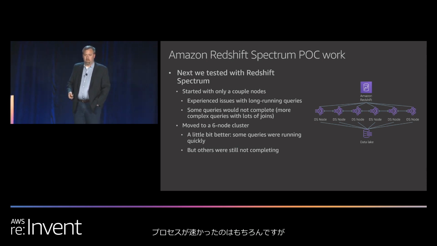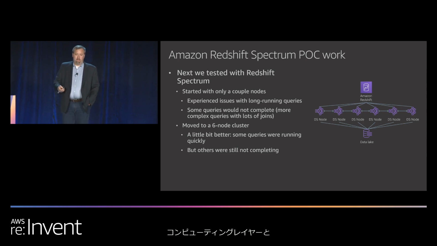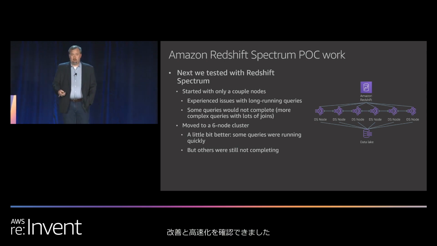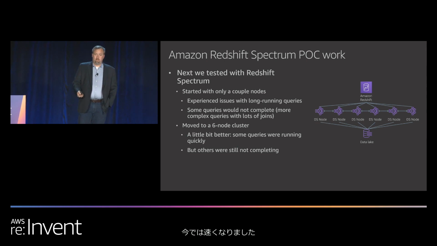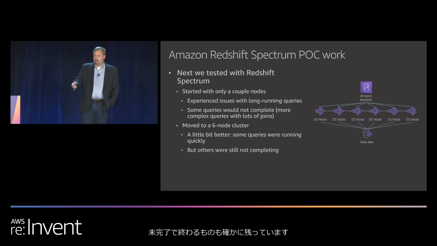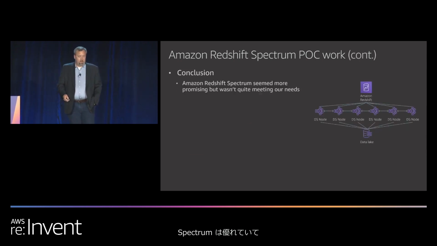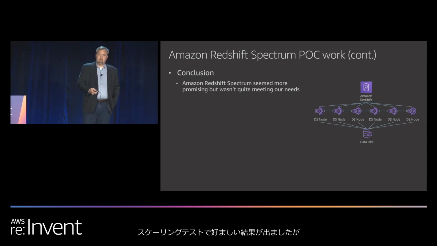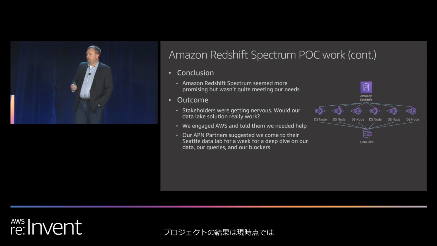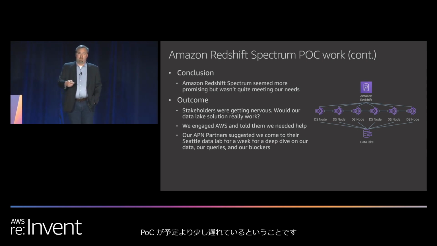This was a very quick process, and that flexibility has value in separating the compute layer from the storage layer. So things were better, they ran faster. Some of the queries that were running slow were now running faster. Some of those that didn't complete were now completing, but we still had others that weren't completing. So our conclusion was that Spectrum was promising because our scaling tests showed some positive results, but it still wasn't quite meeting our needs.